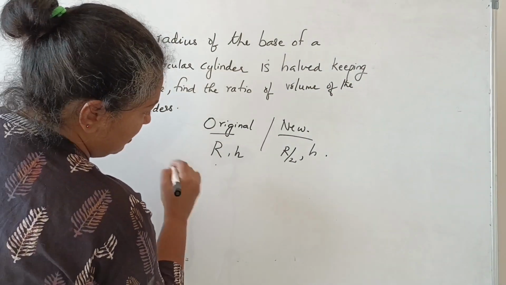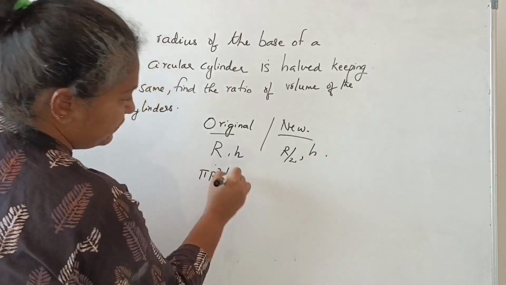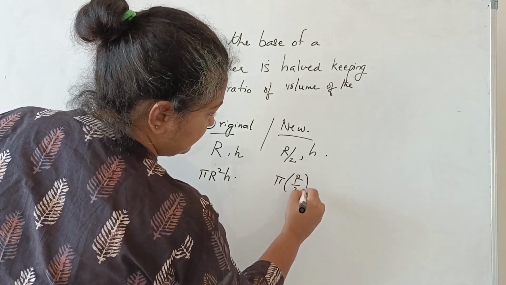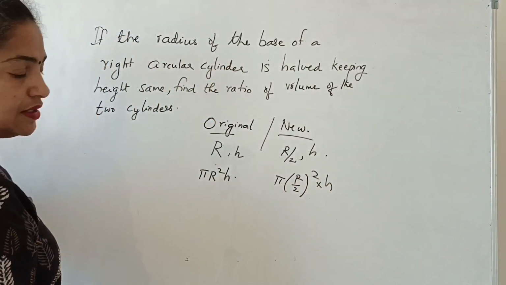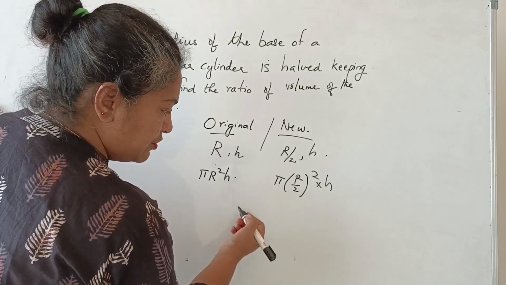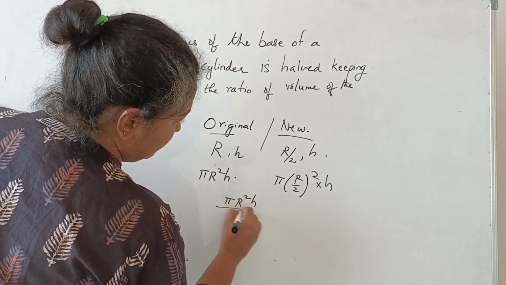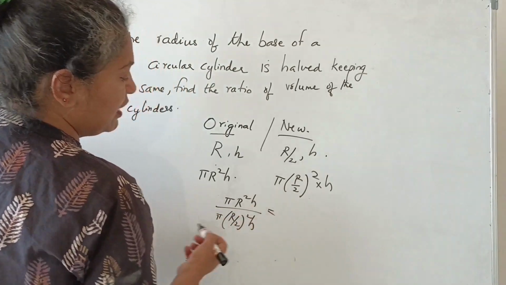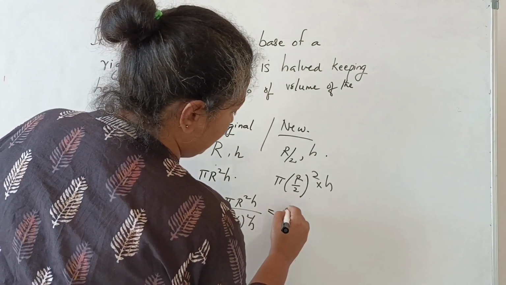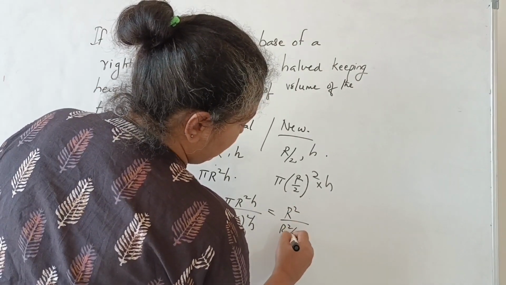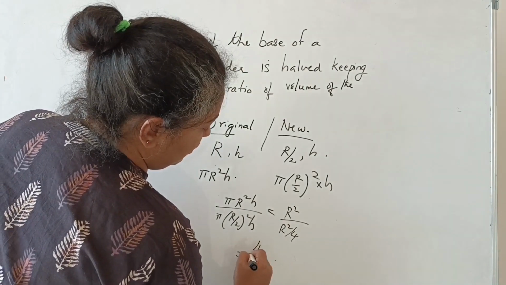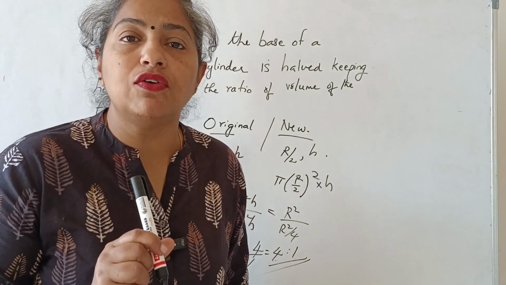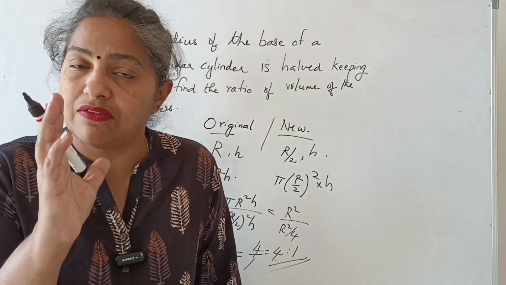So what is the volume of the original cylinder? Pi r square h. What is the volume of the new cylinder? Pi (r by 2) square h. Right. Now I need to take the ratio, means I need to divide both of them. I can cancel out the common factor. So pi and h will get cancelled. So what I am getting is r square by r square by 4, or I will get 4 by 1. So the volume of the original cylinder is 4 times that of the new cylinder.